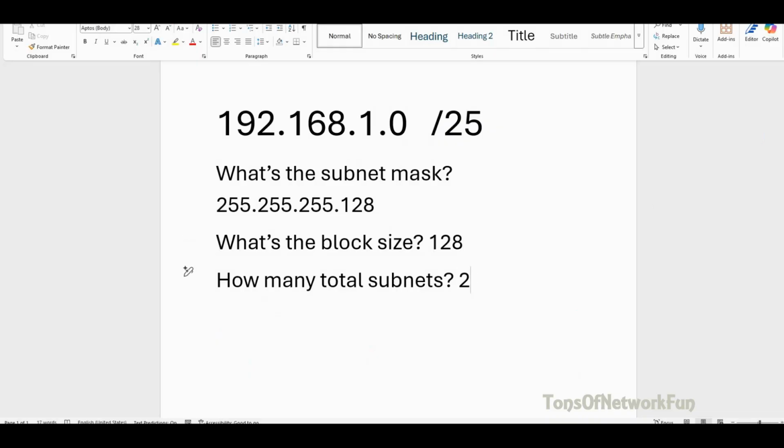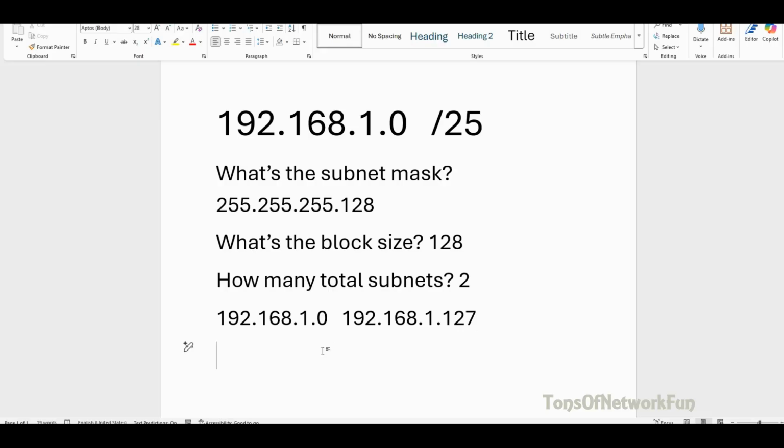Right, and the first subnet will go from 192.168.1.0. It ends at 192.168.1.127, because 128 starts the next network. So the broadcast address would be 1.127.